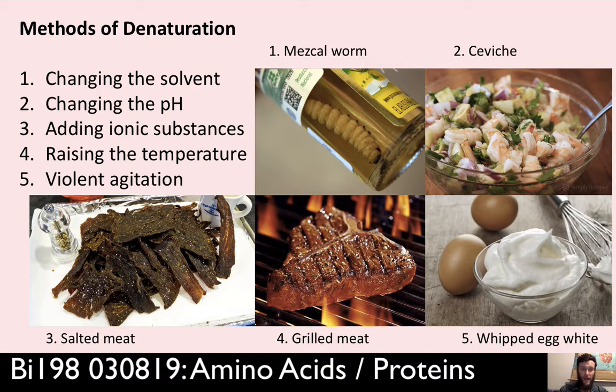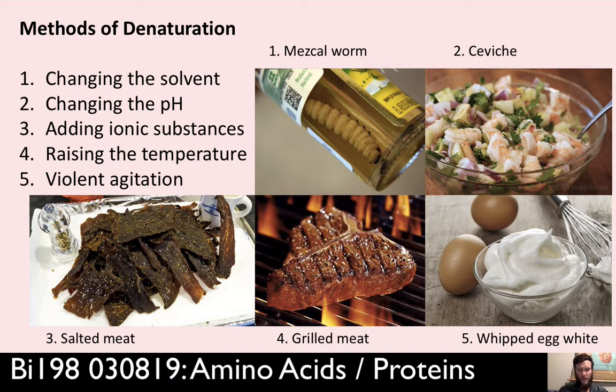You can also add various ionic substances. So it's very common, particularly historically, to take meat, wild game that had been caught, and then salt it. And that salting process disrupts the structure of the proteins and cures the meat, so to speak, by adding that salt. The one I'm sure we're all the most familiar with is changing the temperature.